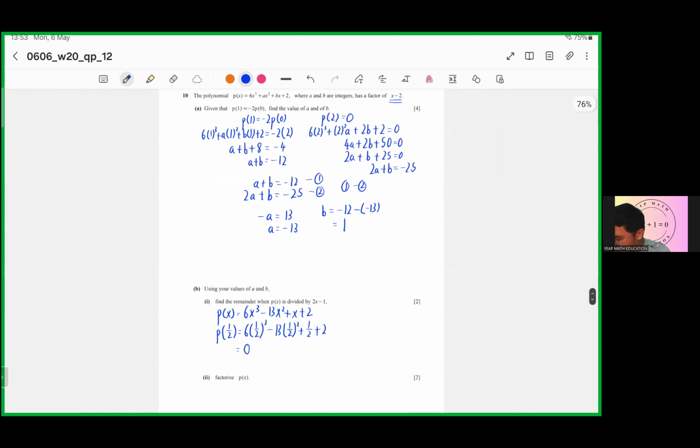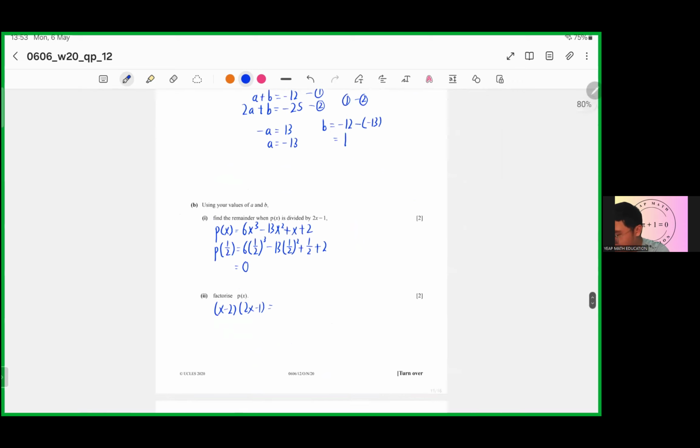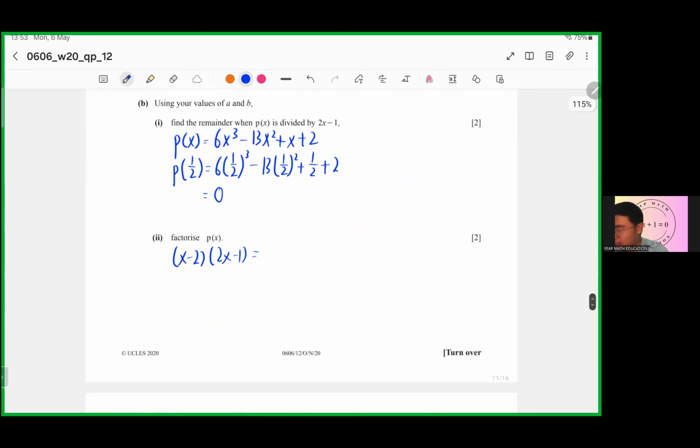Wait a minute. Okay, so I can take (x minus 2) and then (2x minus 1). I want these to multiply, to make sure of the quadratic factor, so I just take the third linear factor, with 2x squared minus 5x plus 2. I just put it here.